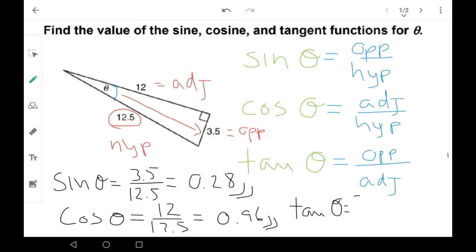And then I will have tangent of the angle, that is opposite over adjacent. That would be 3.5 divided by 12, and that is equal to what? Again, 3.5 divided by 12 would give me 7 over 24, or 0.29, right? Rounded to 2 decimals. And that's how you solve a right triangle, when you have to find sine, cosine, and tangent.